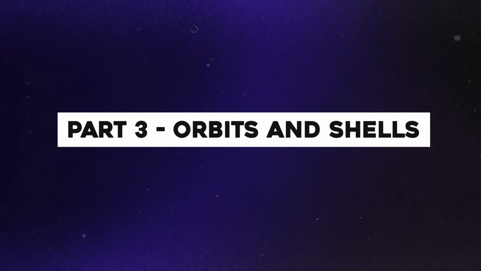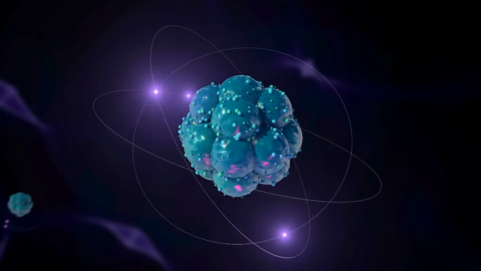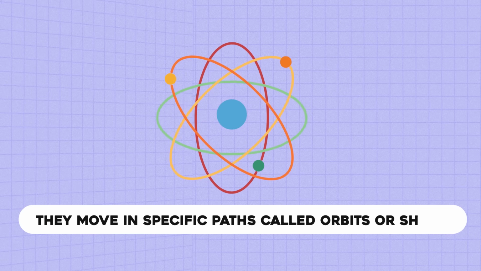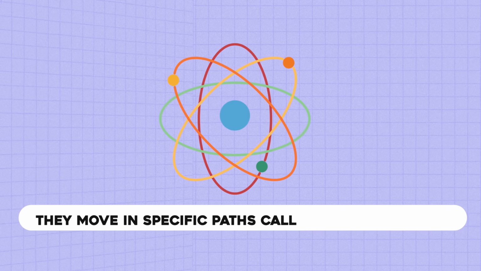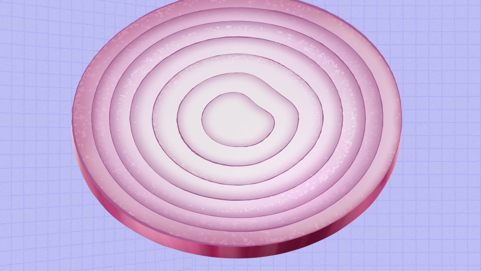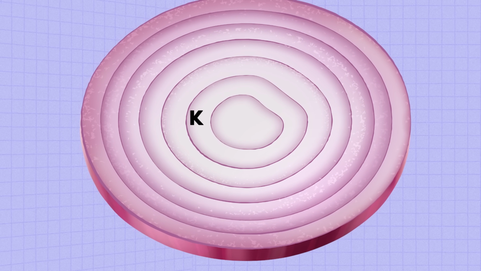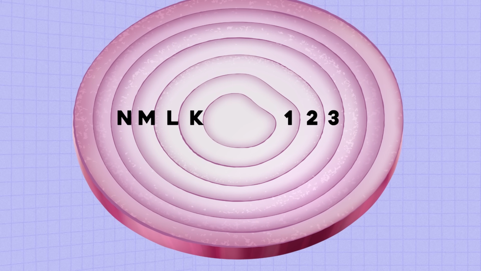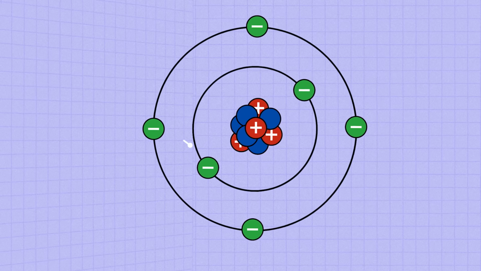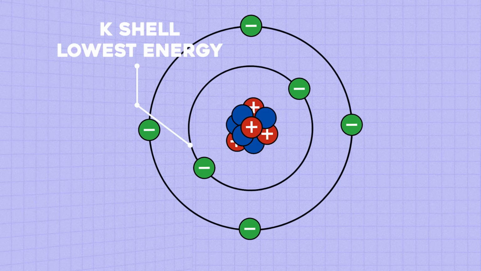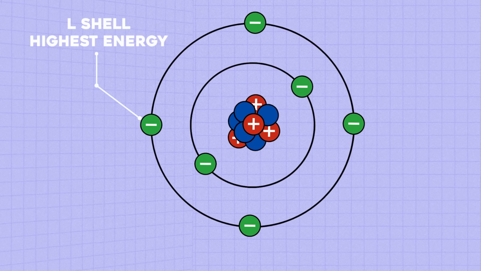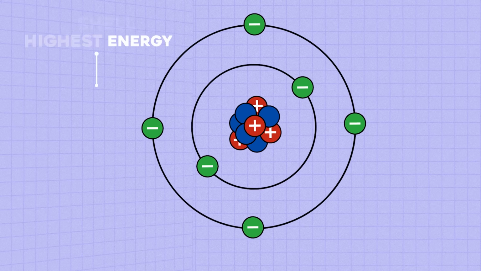Part 3. Orbits and shells. The electrons in an atom don't just float around randomly. They move in specific paths called orbits or shells. These shells are like the layers of an onion, and they are named K, L, M, N, or numbered 1, 2, 3, 4. The closest shell to the nucleus, K, has the lowest energy, while the outer shells, like L and M, have higher energy.